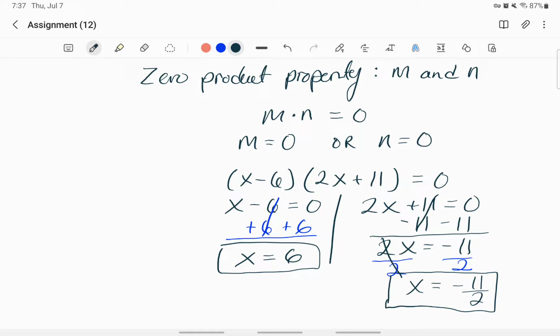All right. So, in the last video, we went over how to use the zero product property. Now, let's apply the zero product property to a quadratic equation. The zero product property can only work if you can factor the quadratic equation.